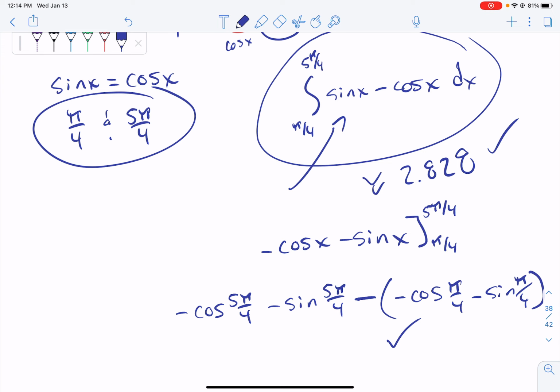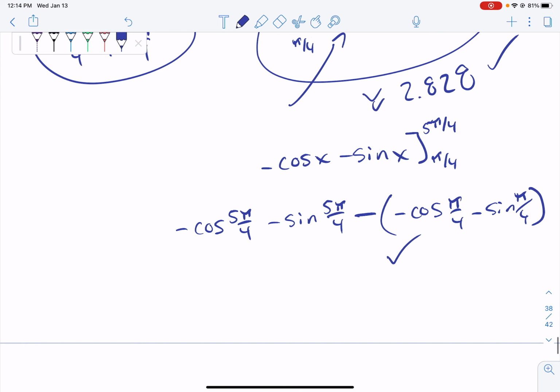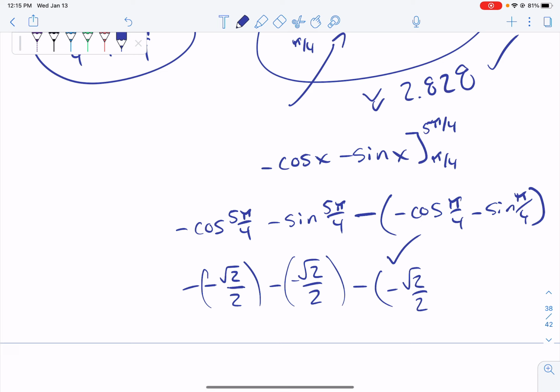Okay. If it's multiple choice, you might have to actually find these values. So for example, cosine of 5 pi fourths is negative root 2 over 2, but there's a negative in front, right? And then I've got another minus sine of pi fourths is also negative root 2 over 2. And then I'm going to minus negative cosine of pi fourths. That's going to become negative root 2 over 2. And I'm going to minus sine of pi fourths, which is root 2 over 2. And then you would keep going. Okay, you're going to combine everything.